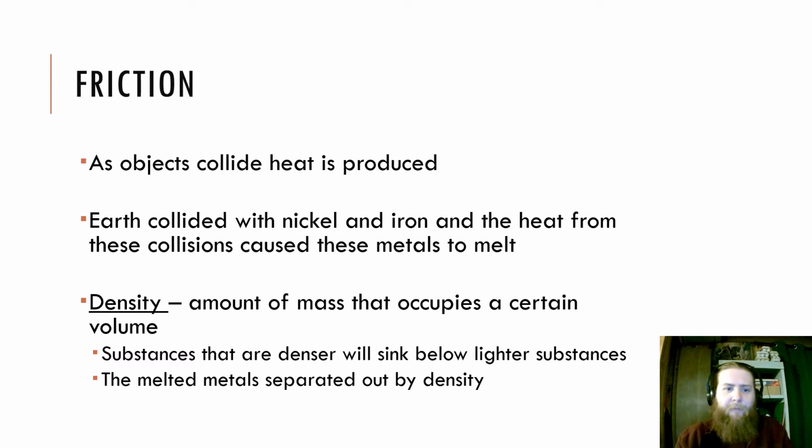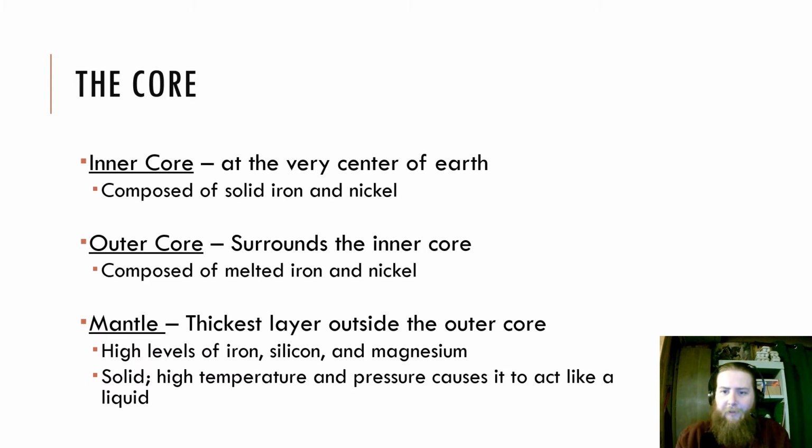And this happened with these metals. And in the same way that oil and water won't mix and oil will float on top of water, these melted metals separated out by their density inside of the Earth. So what this means is our inner core at the very center is composed of very solid and very dense iron and nickel. Around the inner core, we have an outer core, which is melted iron and nickel. The inner core is solid as the pressure is pushing everything together so tightly.